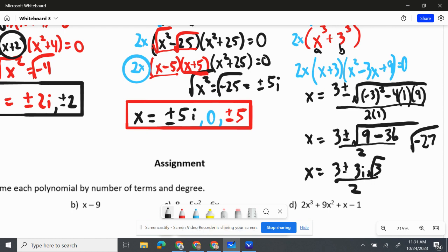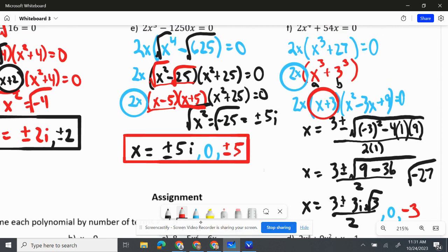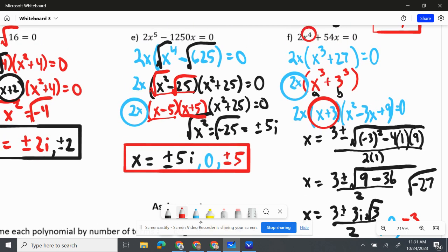So these are two of my solutions, but I also have a monomial, which gives me an answer of 0. And then I'm going to be looking at my opposite here. So the opposite of 3 is negative 3. So I should have 4 solutions. And since this is a quartic, that works out perfect.